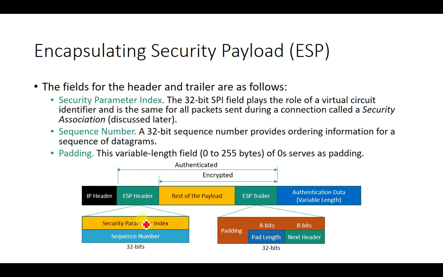So the first field is your security parameter index, which was already there in the AH protocol also. For the same purpose we are writing it, but still I will explain it over here. The 32-bit SPI field plays the role of a virtual circuit identifier and is the same for all packets sent during the connection, called a security association.